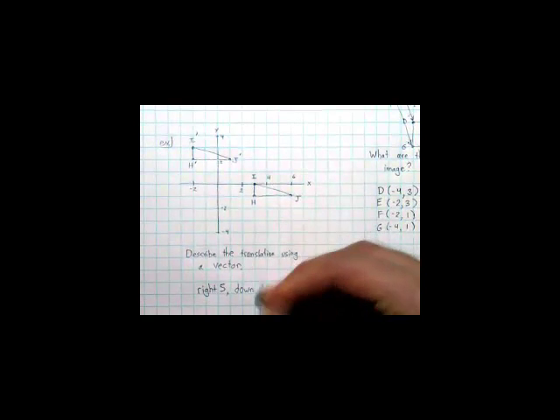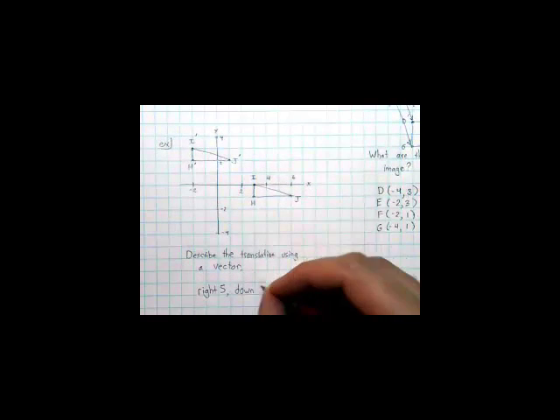Now here's the thing. It's still not technically right. I just want to point something out because I'm sure other people did this. You got to think about where's the image and where's the pre-image, right? The image is here. The pre-image, where you start, is here. So it should be left 5, up 3.